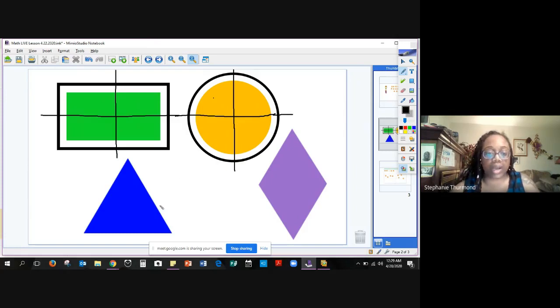So now I want to partition my triangle. Now my triangle is not the same as my rectangle and my circle. So if I try to partition my triangle from the middle, from left to right, would that have made two equal parts? Are those parts halves?